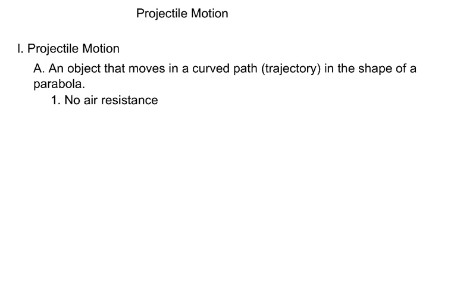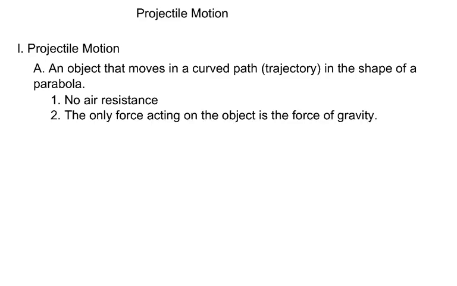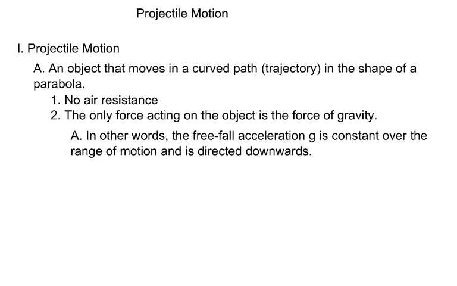We make the assumption that there is no air resistance. We also assume that the only force acting on the object is the force of gravity. In other words, the free fall acceleration g is constant over the range of motion and is directed downwards.